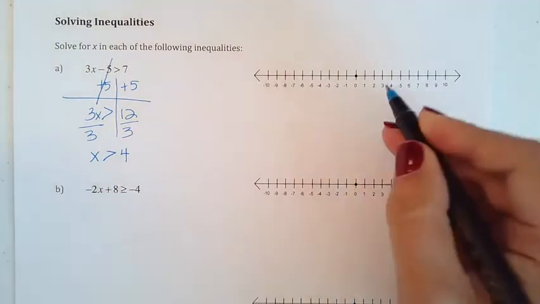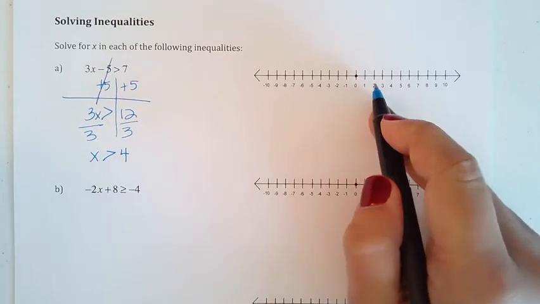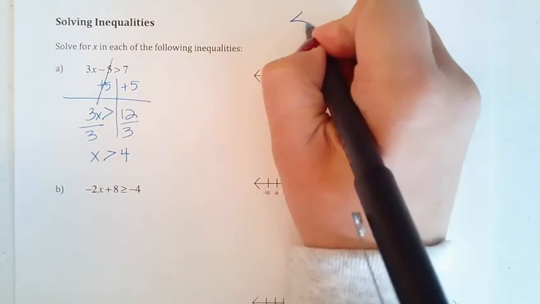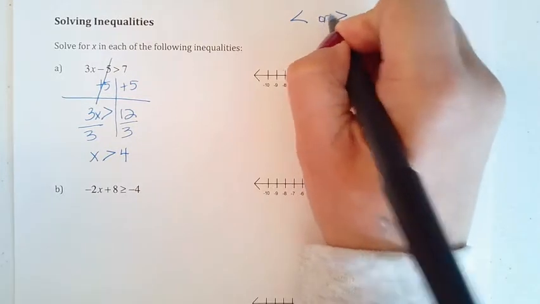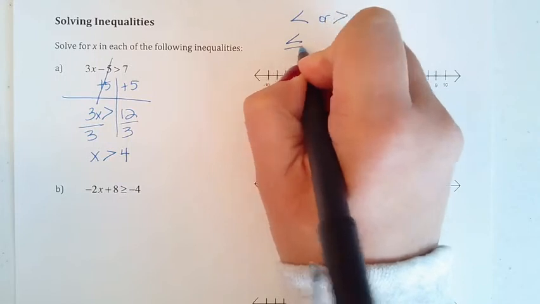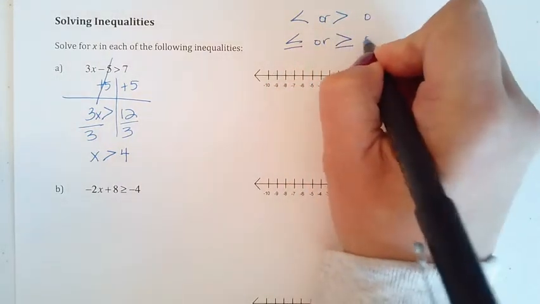Okay. Well, with graphing on just a number line, you may or may not remember, if we have less than or greater than, we're going to have an open circle. If we have less than or equal to or greater than or equal to, we're going to have a closed circle.